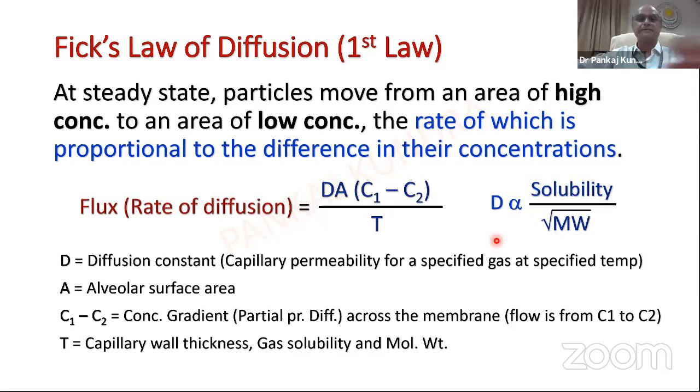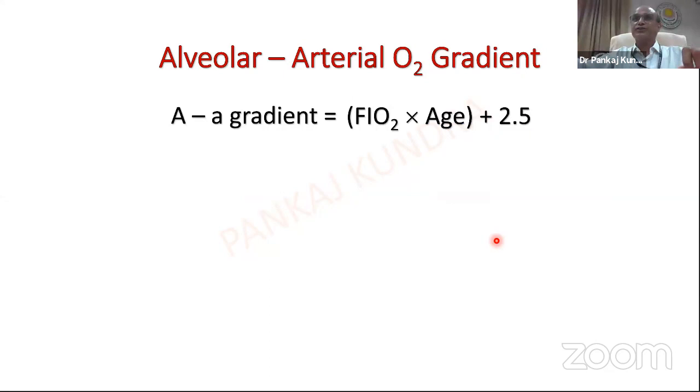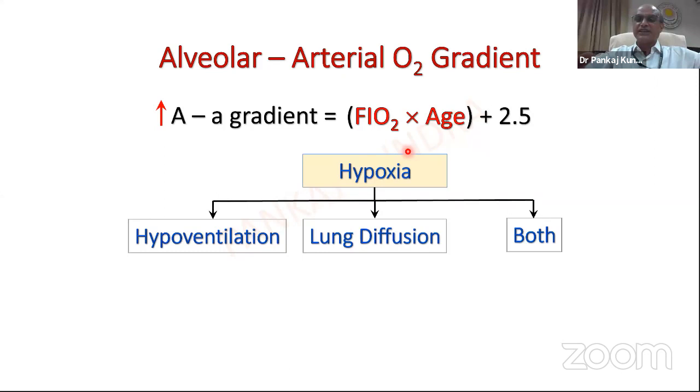Now we come to another important part. The oxygen has diffused across into the pulmonary veins or the capillaries, but there is always a gradient which is actually altered by FiO2 and age. These are the two factors which can determine or alter the normal alveolar arterial gradient, and this has to be taken into account. So if there is hypoxia, if you need to differentiate whether it is because of hypoventilation, lung diffusion problems, or both, you will have to consider two items.